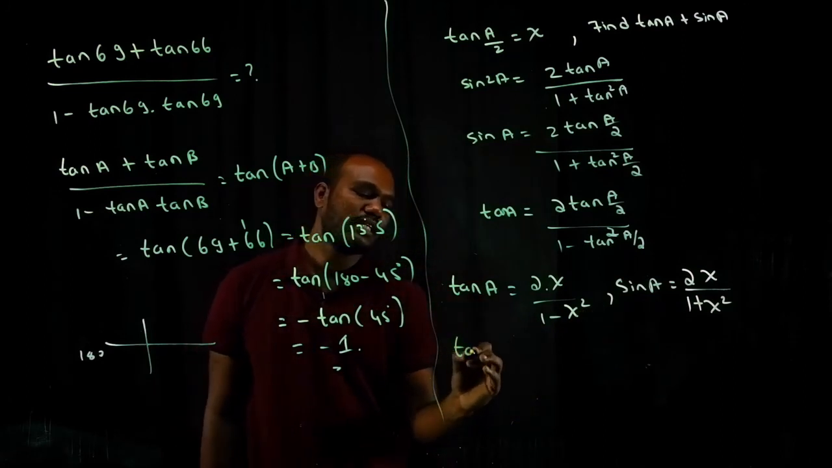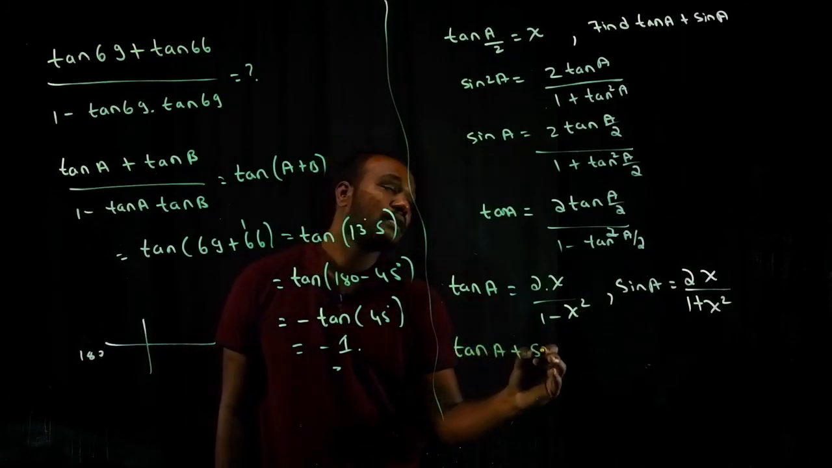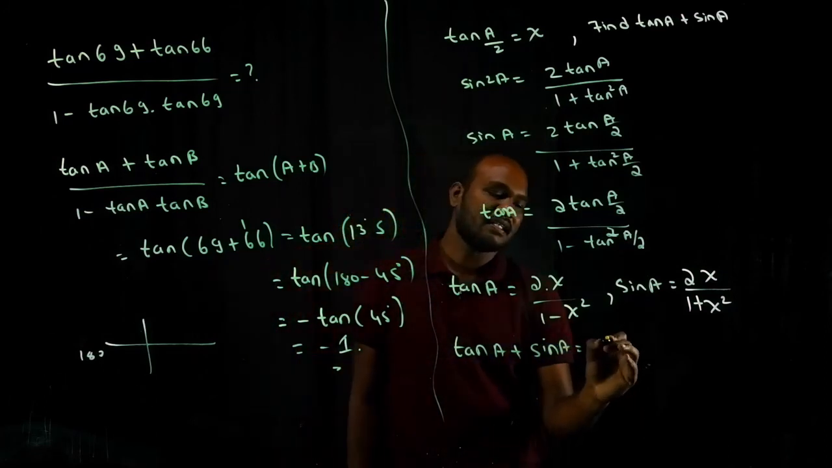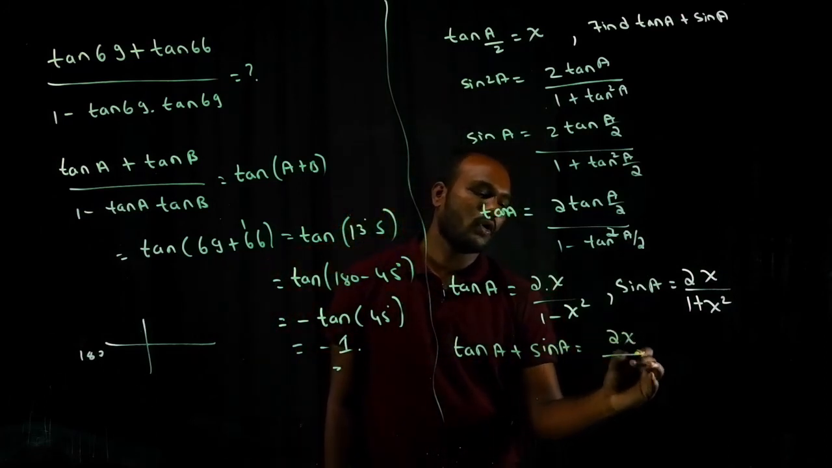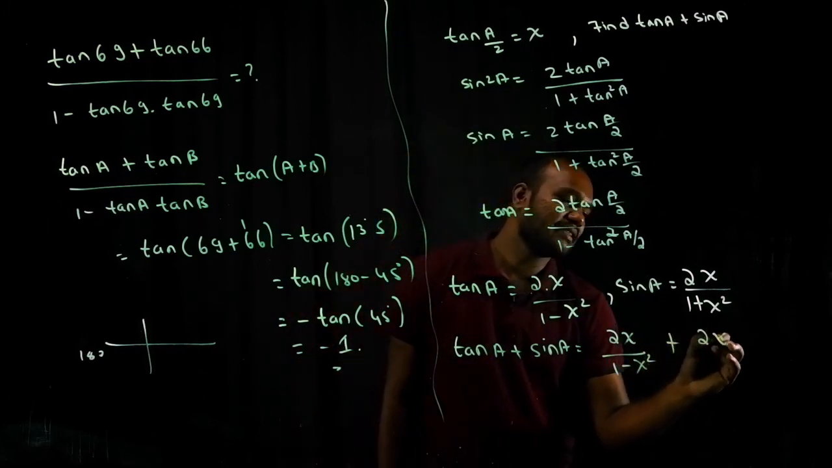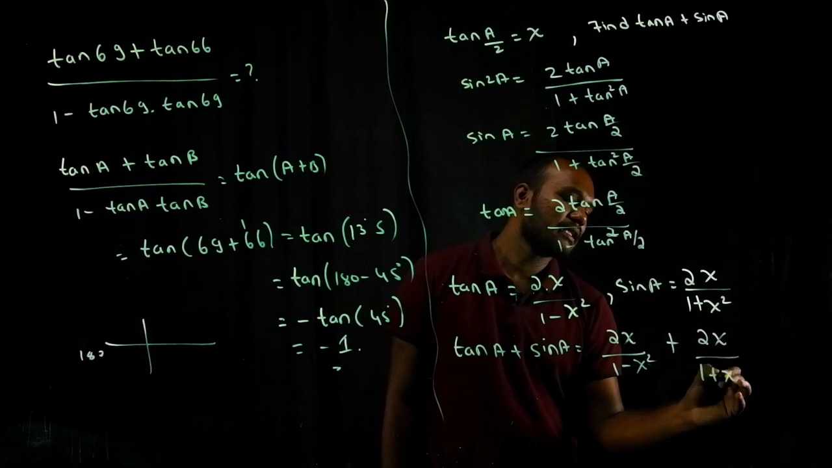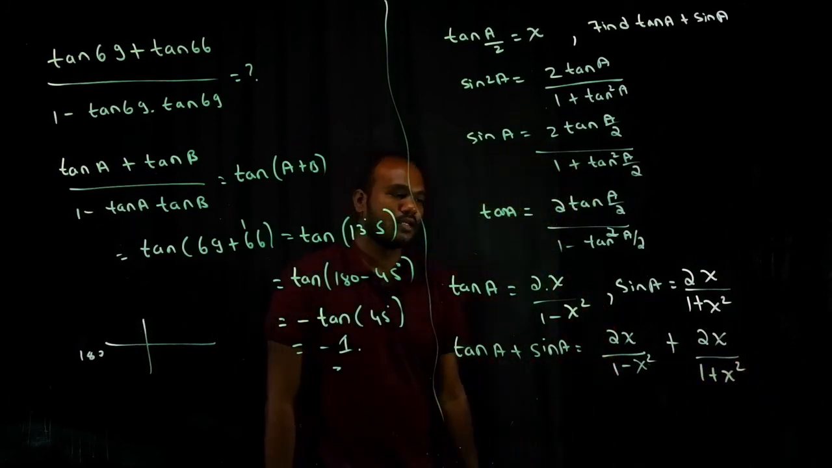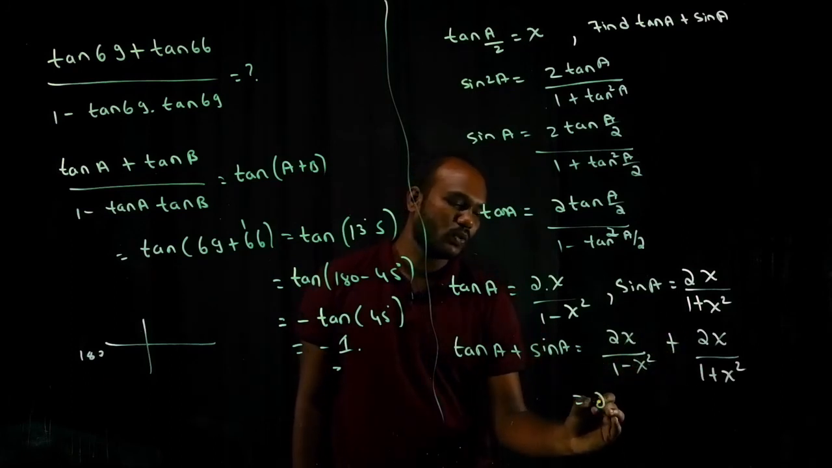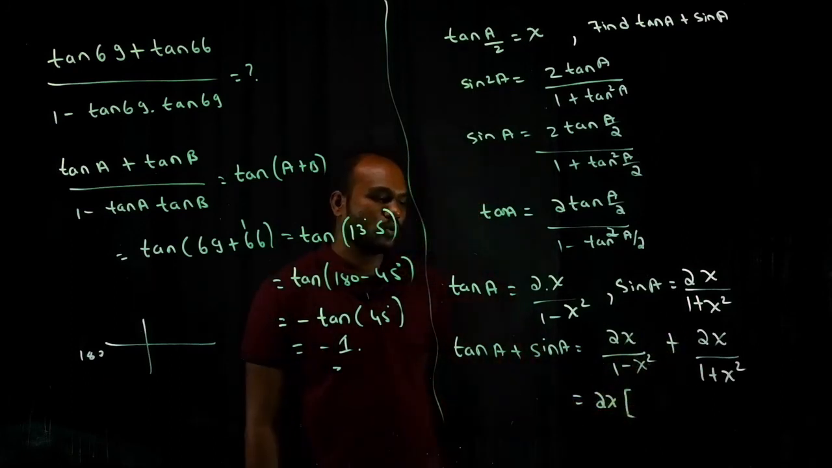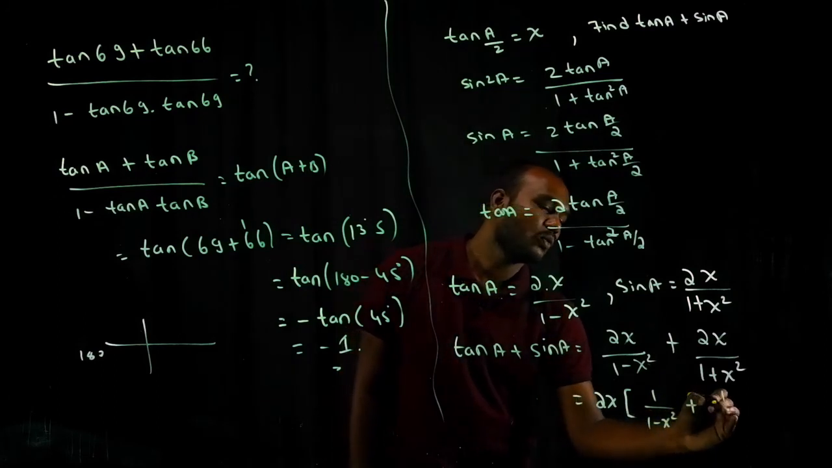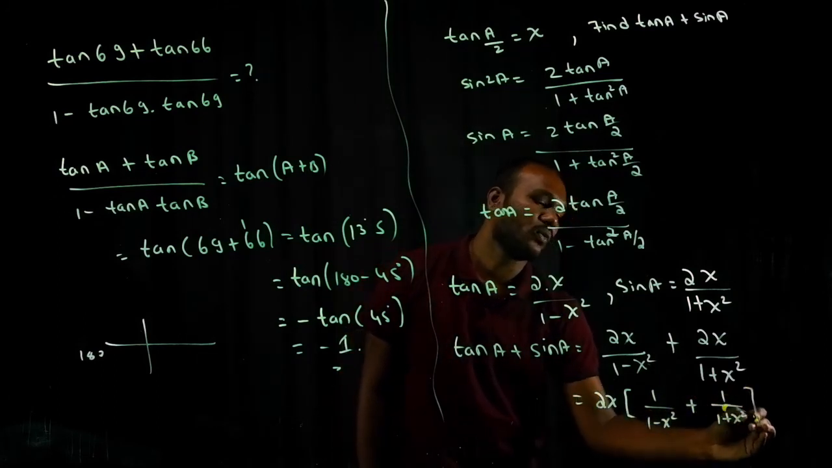So what is needed? Tan A plus sin A. I can write it as 2x upon 1 minus x square plus 2x upon 1 plus x square. Let's take an LCM, or we can take a common. 2x is common. So it will be left as 1 by 1 minus x square plus 1 by 1 plus x square.